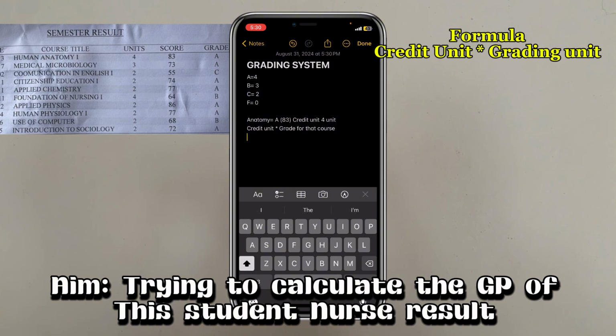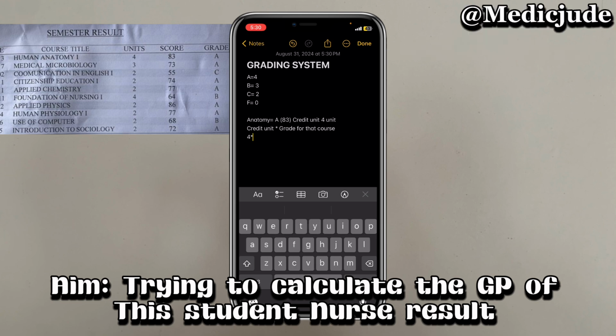So the credit unit for anatomy is 4. So 4 times the 4 you got: 4 being the credit unit multiplied by the A you got, which is 83. So 4 times 4 is going to give you 16. So yes, 16.